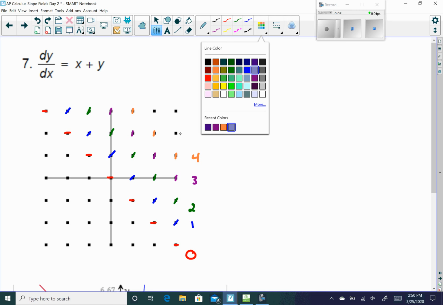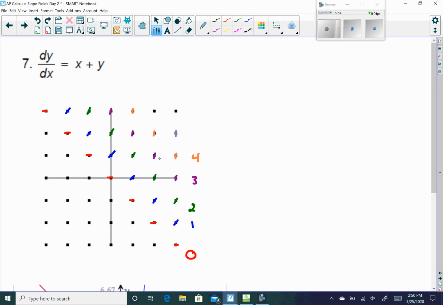Our next point at 3, 2, we'll have a slope of 5, so let's just make it a little bit steeper. And then at 2, 3, I'll have a slope of 5, so writing that in. And then up here at 3, 3, we'll have a slope of 6. So again, let's just write this in. I don't want to make it look too vertical, but again, a little bit steeper than before.